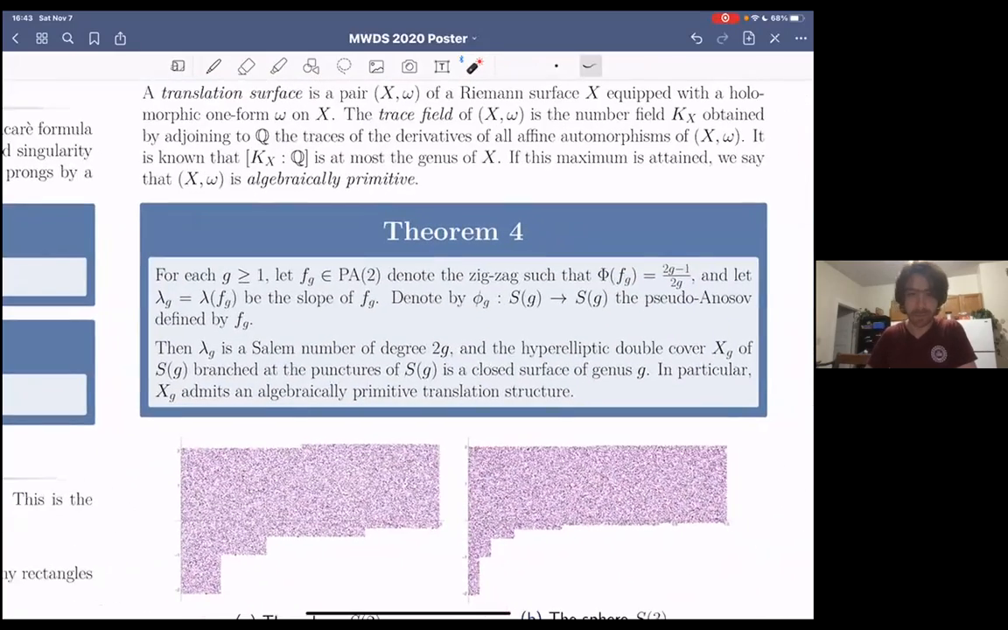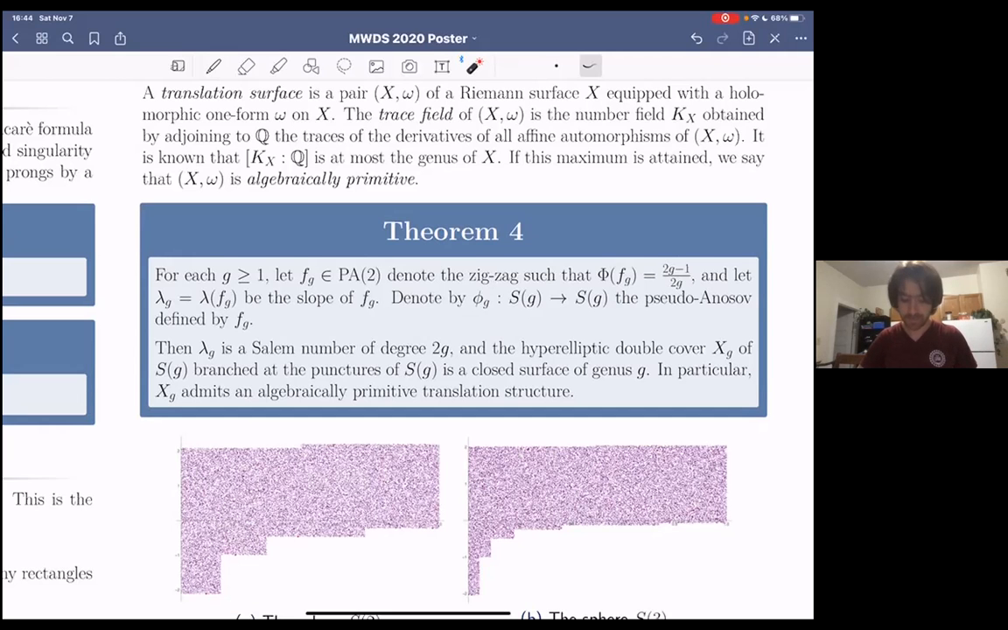As a final application, using our association of rational numbers to these zigzag maps of pseudo-Anosov type, we can find infinite families that exhibit interesting behavior. So here's one such family. It consists for every g of a bimodal zigzag f sub g of pseudo-Anosov type. And f sub g actually produces for you a pseudo-Anosov on the genus g surface. And moreover, its slope is a Salem number of degree 2g.